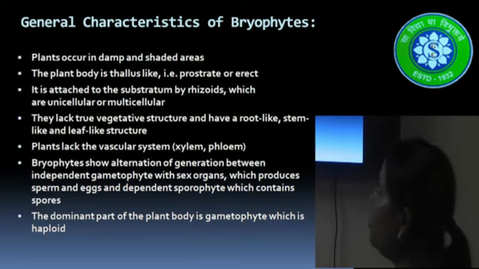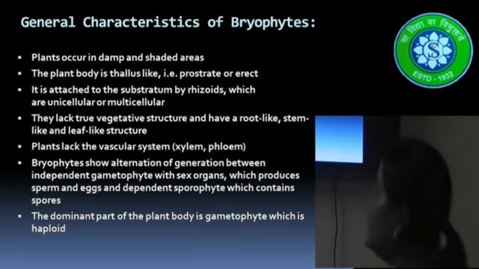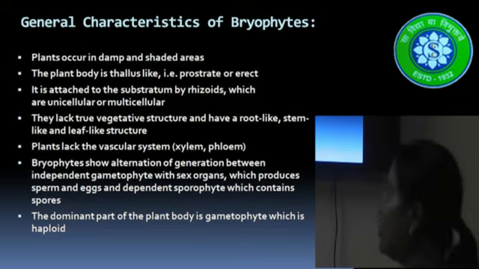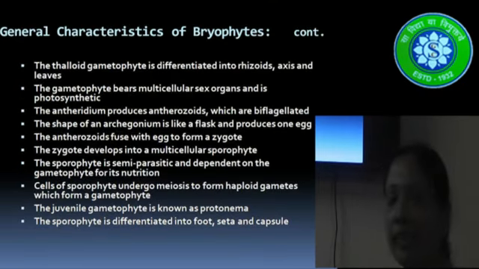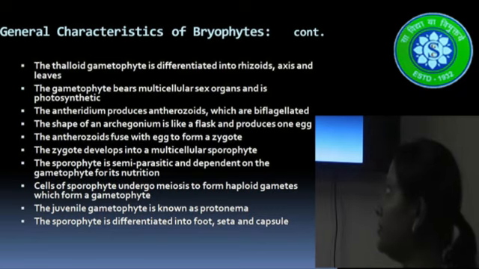They lack true vegetative structures, that is, true root-like, stem-like and leaf-like structures. The dominant part of this plant body is the gametophyte, which is haploid. The shape of an archegonium is flask-like and the shape of an antheridium is more or less an open umbrella type. The sporophyte is semi-parasitic and dependent on the gametophyte for its nutrition.